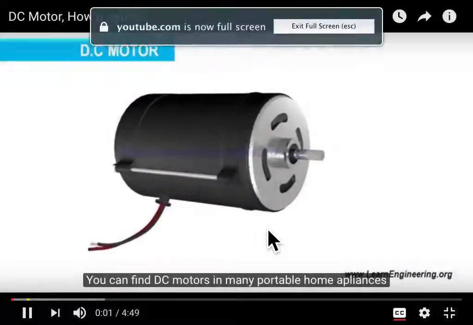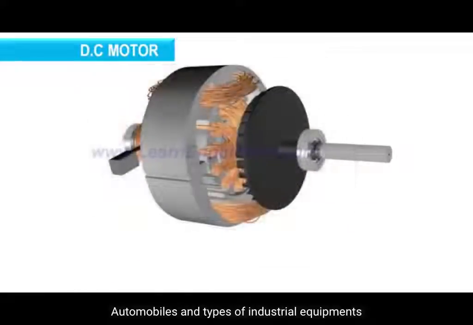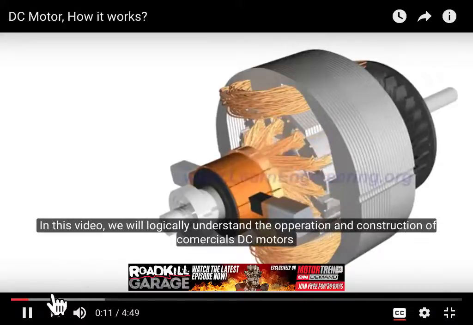You can find DC motors in many portable home appliances, automobiles, and types of industrial equipment. In this video, we will logically understand the operation.